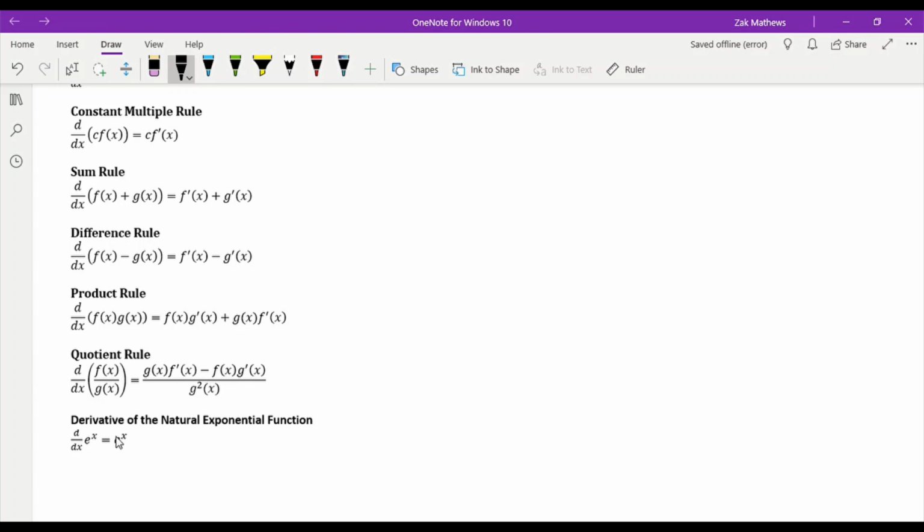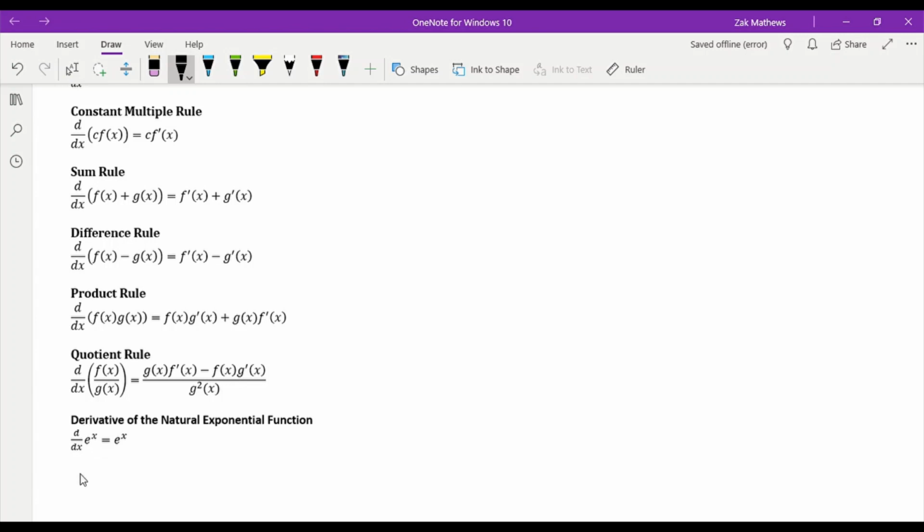And then finally, the derivative of the natural exponential function. This isn't a rule as much as just a fact of life. The derivative of e to the x is just e to the x. And so we're going to be using this throughout, and we're going to use this later on to help us find the derivative of other exponential functions, not just the natural. But that will be a later video as well.